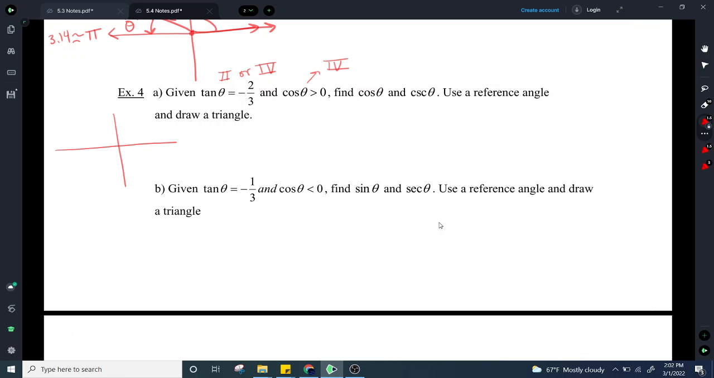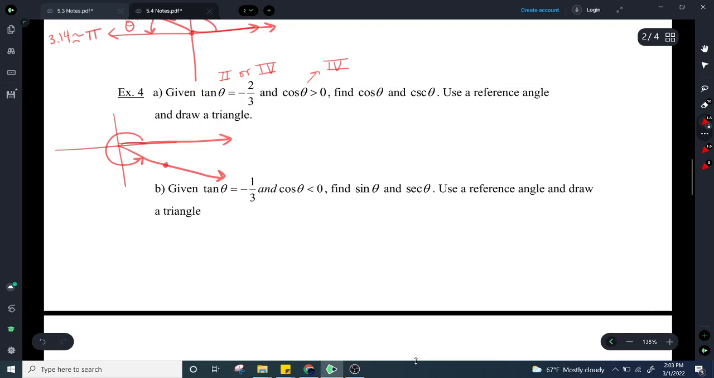So I'm going to draw an angle. Sorry, it's a little bit messy here. I'm going to draw an angle in the fourth quadrant. All right, here's my angle. What I know right now is that the tangent of the angle is equal to negative 2 over 3. I know tangent is negative. I know cosine is going to be positive. So we have some point on the circle. We know that tangent is equal to negative 2 over 3, and then we know that cosine is positive.